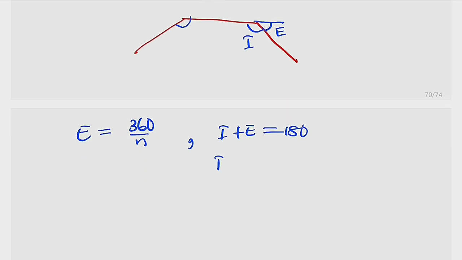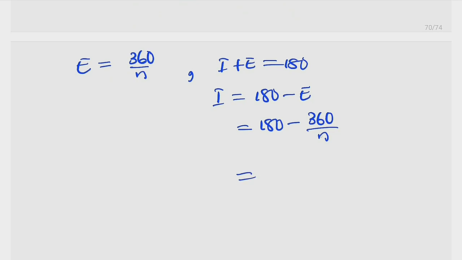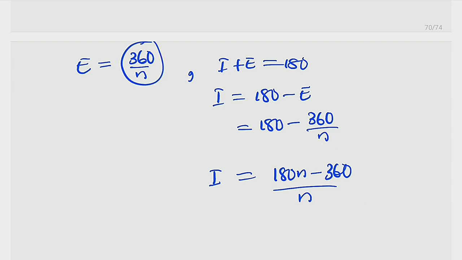Therefore, if you are looking for the interior angle, it will be equal to 180 minus the exterior angle, where the exterior angle is what? 360 divided by n, which is equal to 180 minus 360 divided by n. Let's simplify this. We have n times 180 is 180n minus 360, then divide by n. So this is going to be our interior angle. This is exterior and this is interior.